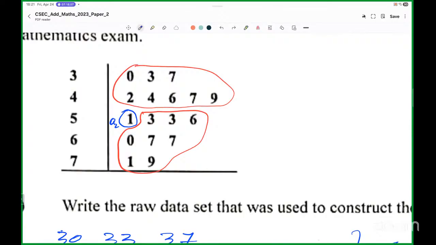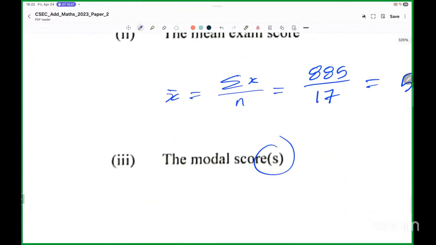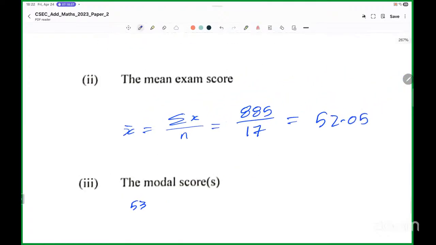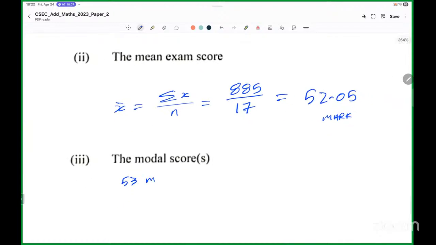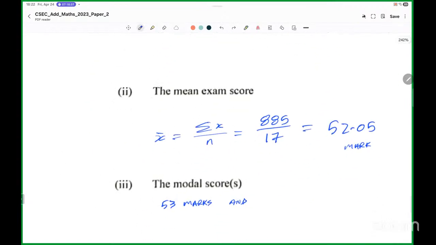See, it has two modes, right? That and that. So the mode is 53 and 67. It's bimodal. All right, so the modal scores are 53 marks and 67 marks. Give the data and the unit of measure, which is marks. So 53 marks, and the next one is 67 marks.